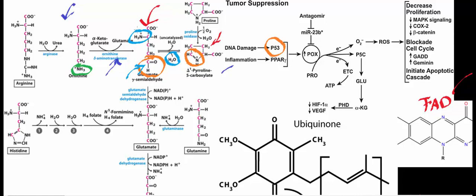Okay, so that's enough for this video. We've seen that proline and arginine get degraded to glutamate gamma semialdehyde. In the next video, we're going to look at the fate of glutamate gamma semialdehyde. See you in the next video.